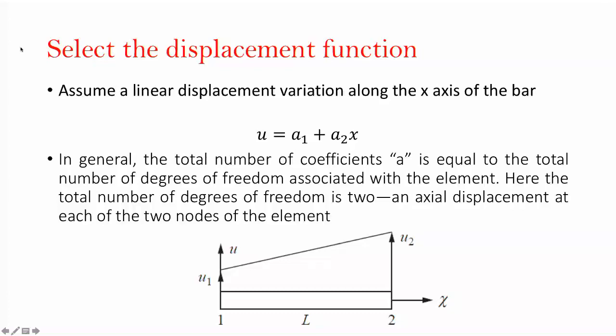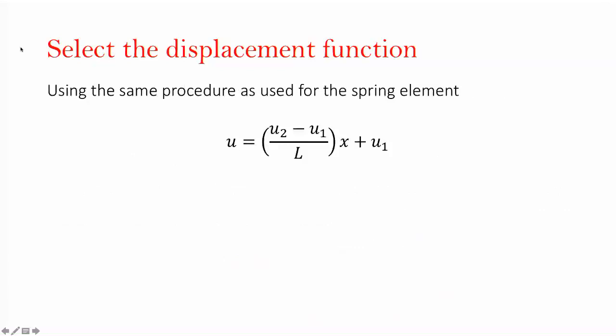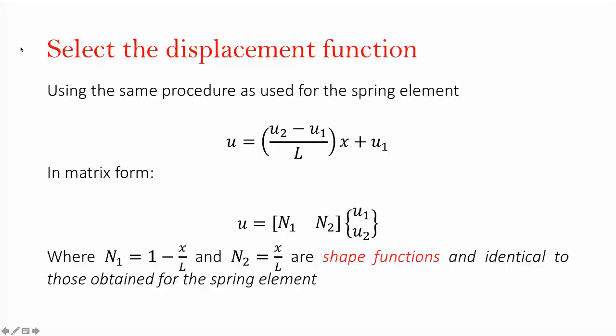What we need to do is just make sure that for this equation, by putting node 1 in the equation, meaning x equals x1, it will give us u1, and at node 2, this equation gives us u2, which are the nodal values. By applying the boundary conditions, we get to this matrix form. And if you remember, N1 and N2 are called shape functions, and they are exactly identical to what we obtained for the spring element.